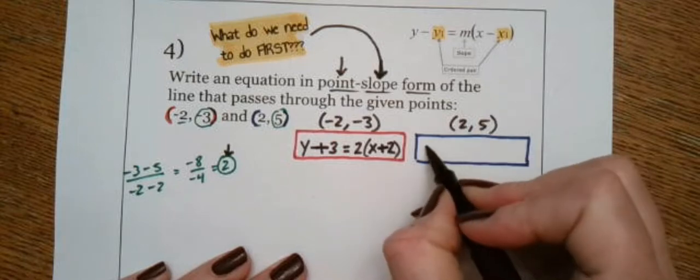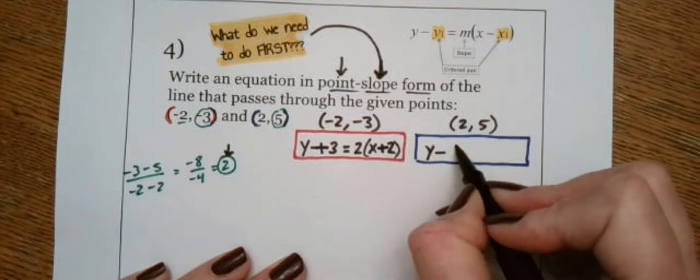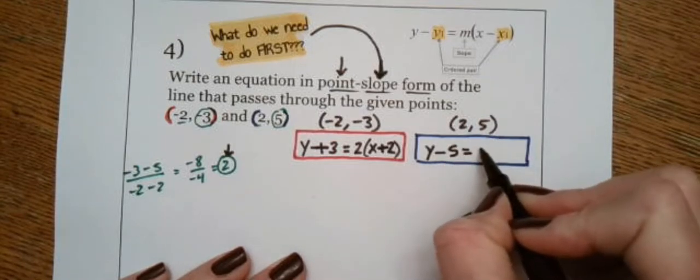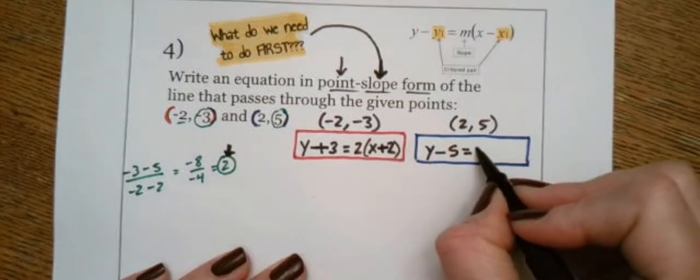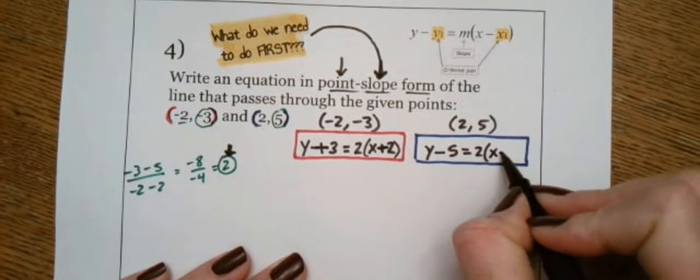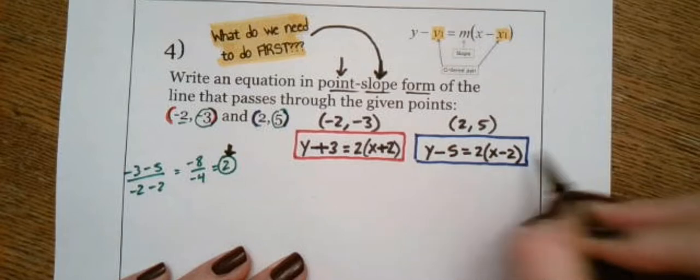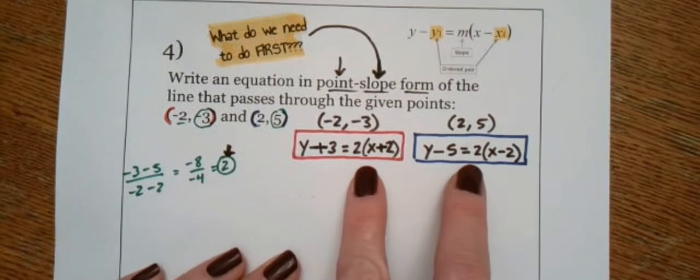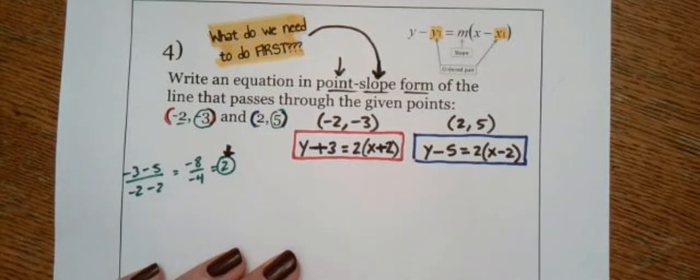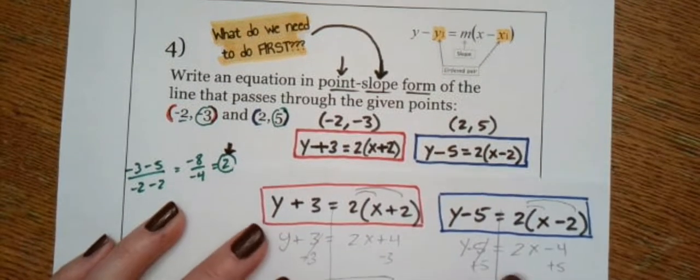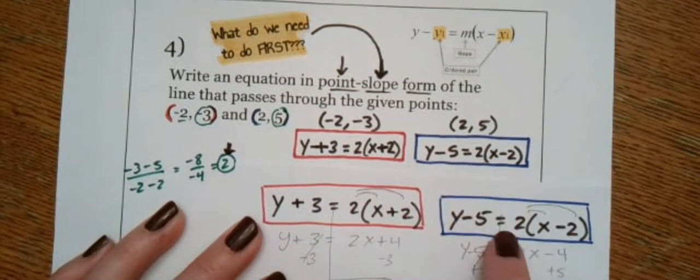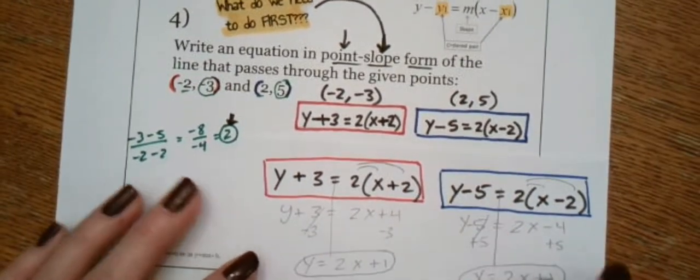Over here with this one, we have y minus the y coordinate, which is 5, equal sign, and after the equal sign comes the slope, and then x minus the x coordinate, which is 2. Now, you're probably looking at these two going, those are totally different equations. They're not totally different equations. Okay, do you see how I just rewrote them? I rewrote it here, I rewrote it here. This is what we came up with for our answers.